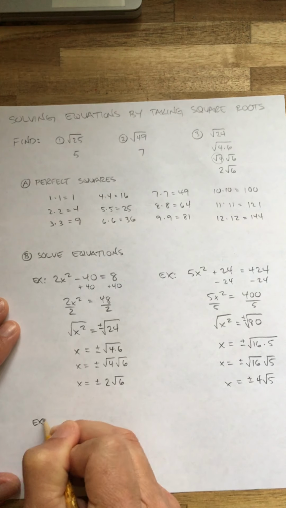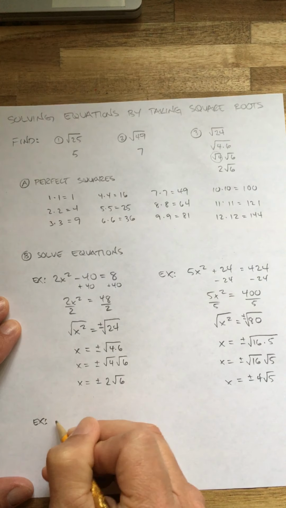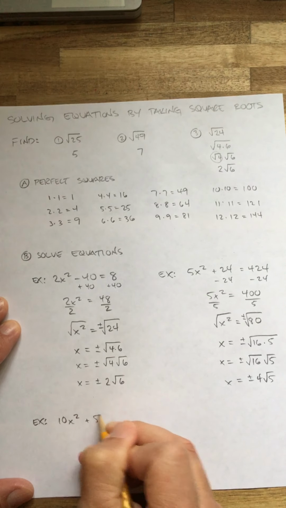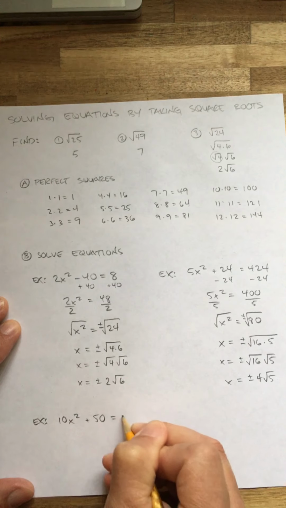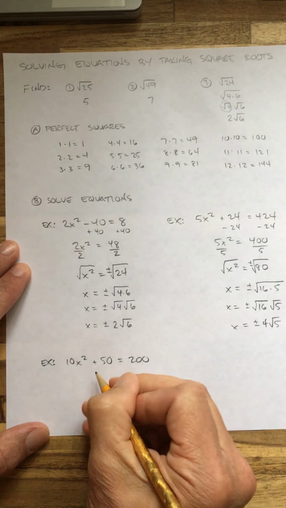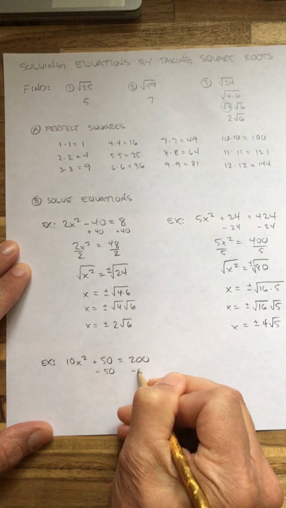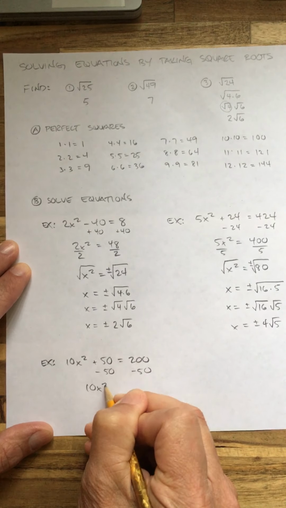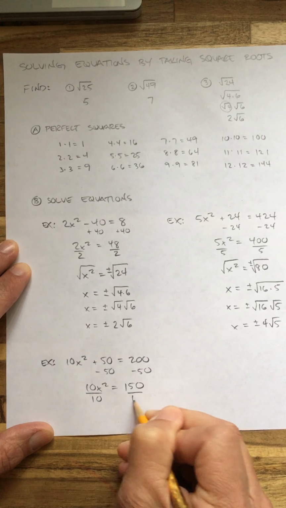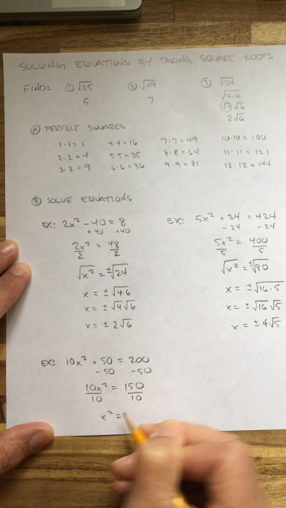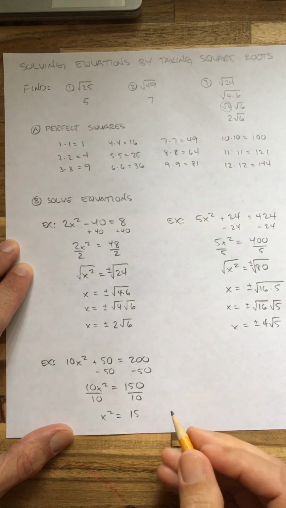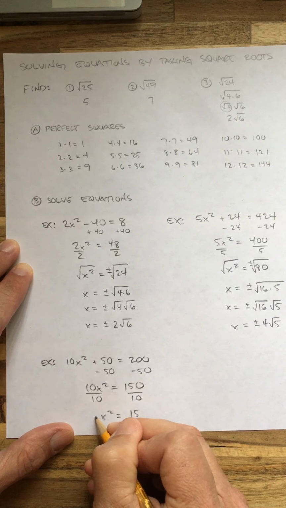Watch this. Example. This one might be kind of interesting. 10x squared plus 50 equals 200. All right? I'm just going to do this kind of quickly. So, subtract 50, 10x squared equals 150, divide by 10, and x squared equals 15. Okay? So now, we'll take the square root on both sides.